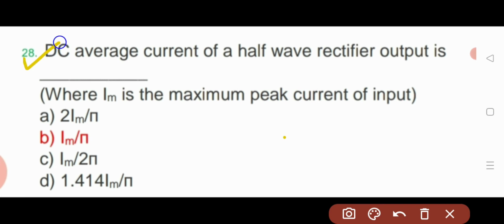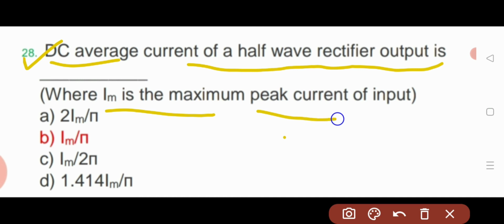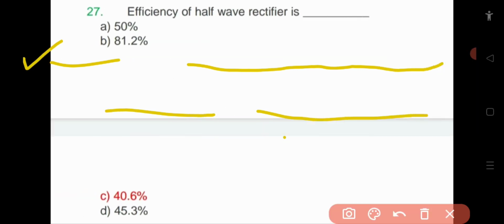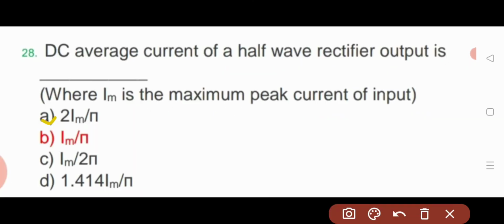Question number 28. DC average current of a half wave rectifier output is, where IM is the maximum peak current of input. Option A 2 IM by pi, option B IM by pi, C IM by 2 pi, D 1.414 IM by pi. Then the answer is B, IM by pi.